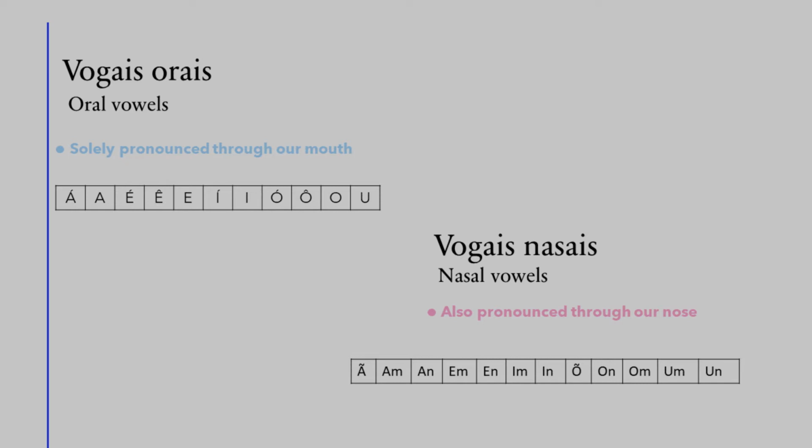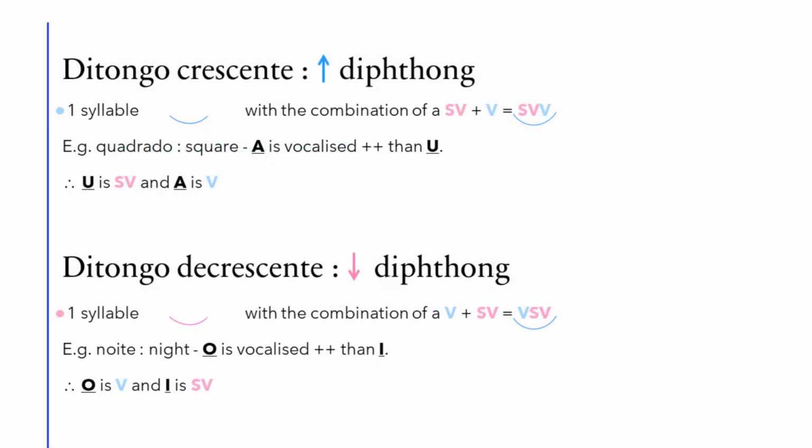You can hear that the oral vowels have a very open pronunciation, whereas with the nasal vowels, you clearly hear the nasal sound being the emphasis. And I think now you can guess what the increasing and decreasing diphthongs are about. The increasing diphthong is when in a syllable you have the combination of a semivowel and a vowel. For example, quadrado, quadrado, square. You hear the sound increasing as it moves from U to A, quadrado.